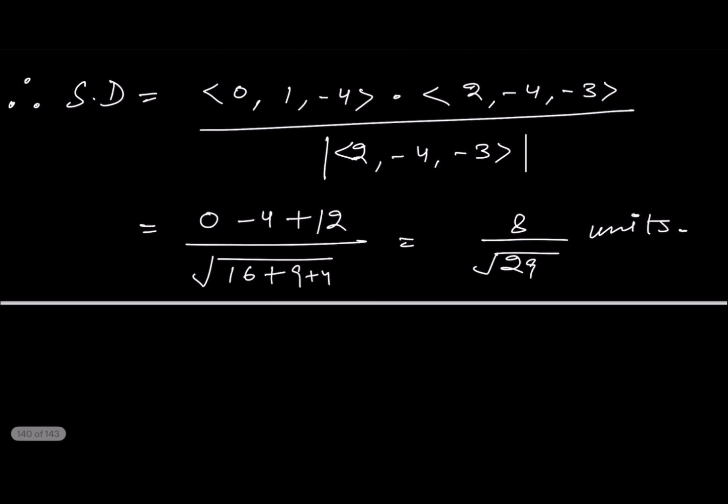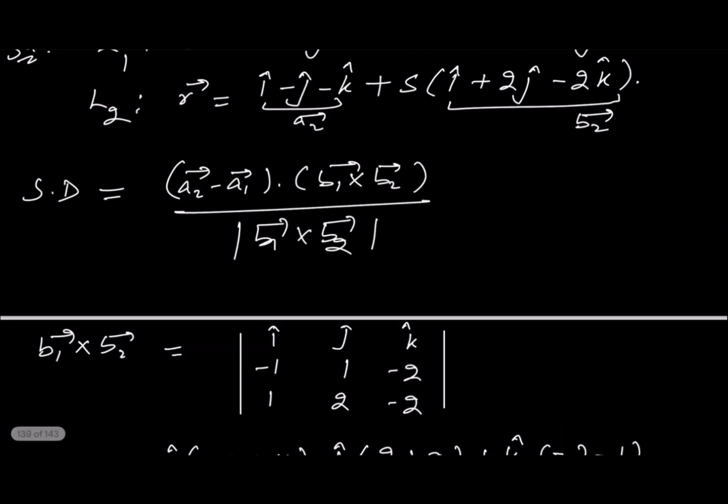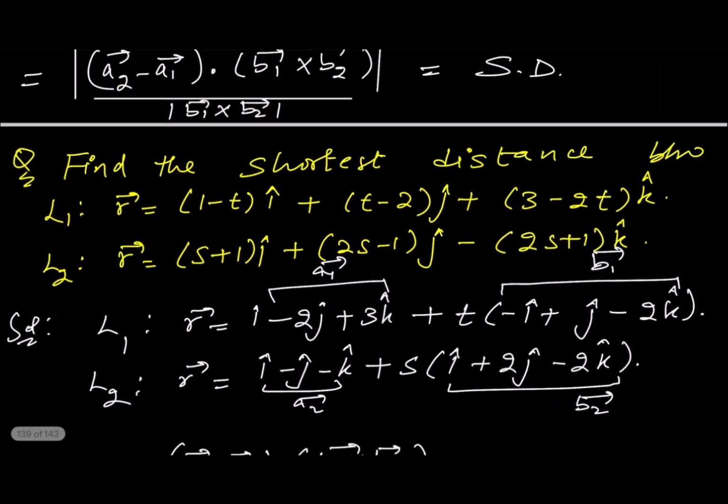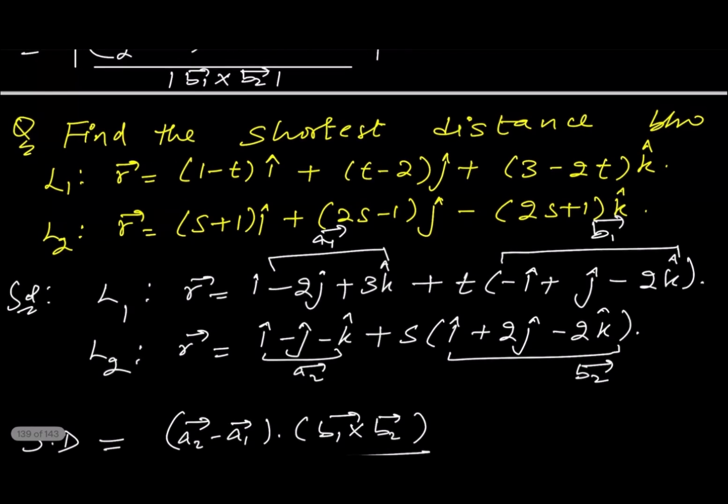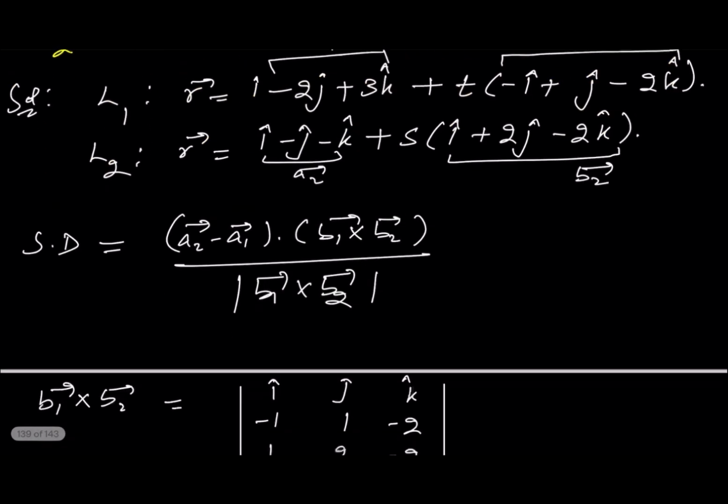Pretty simple to find the shortest distance between two skew lines. We can observe whether lines are skew or not by observing the b vectors for the corresponding lines.